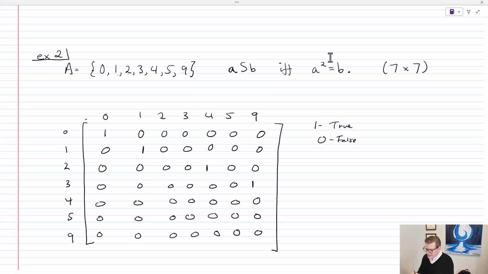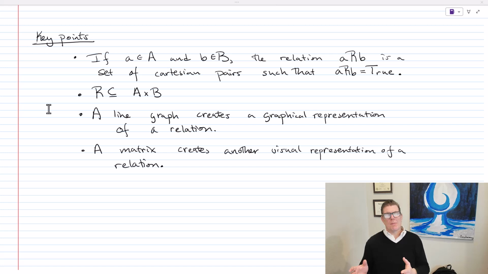We have the 7 by 7 matrix, and we have a couple of values: 0, 0, 1, 1, 2, 4, and 3, 9. And that's how we generate matrices. Remember that our A's, the first value, are going to be our rows, and our columns are going to be our B's. A couple key points to remember here for relations, and then we'll be done.